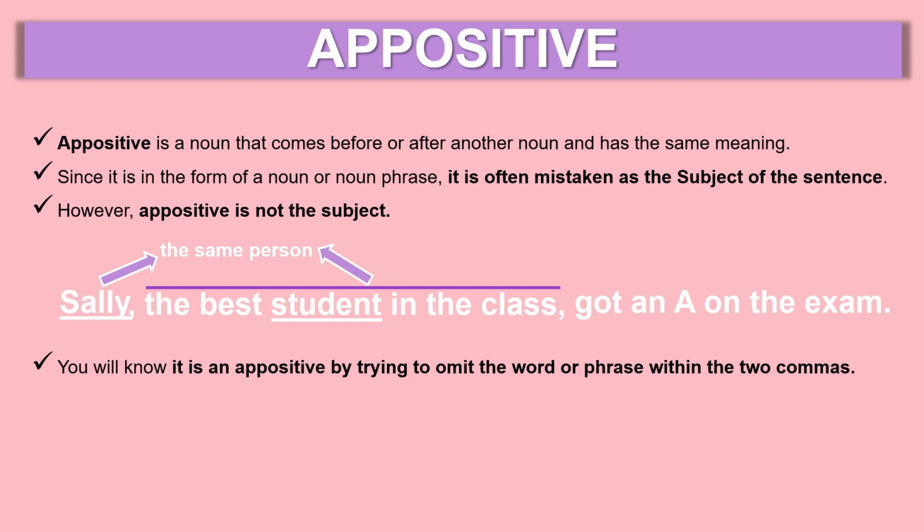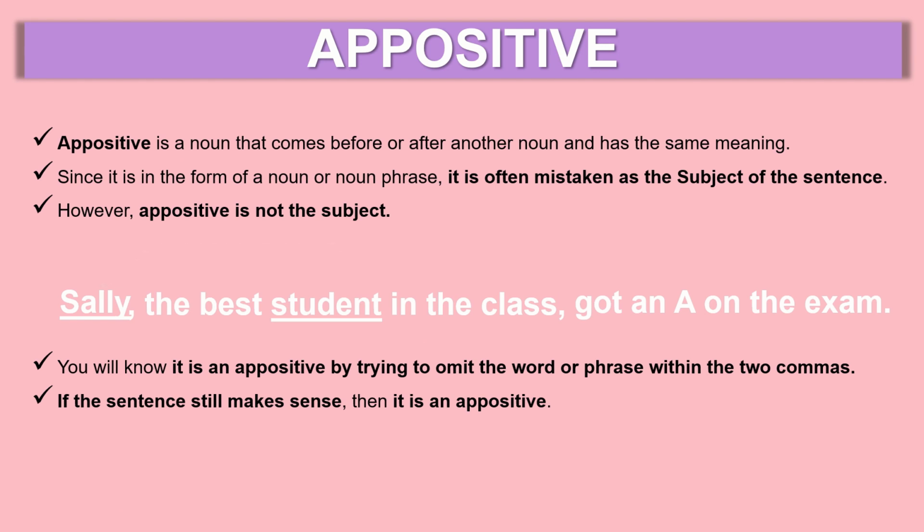You will know it is an appositive by trying to omit the word or phrase within the two commas. Look at these two commas. Yes, the appositive usually comes within the commas, and when you try to omit the phrase within the commas, and if that sentence still makes sense, then it is an appositive. So if you find a noun phrase within commas and you omit that phrase and the sentence still makes sense, then it is an appositive.